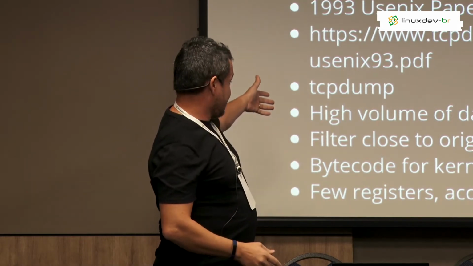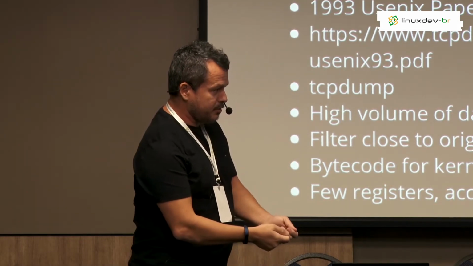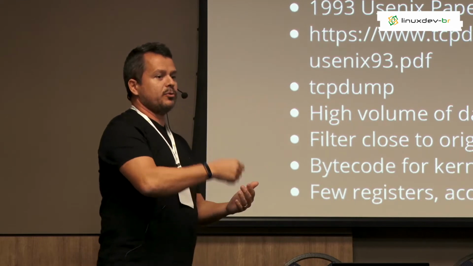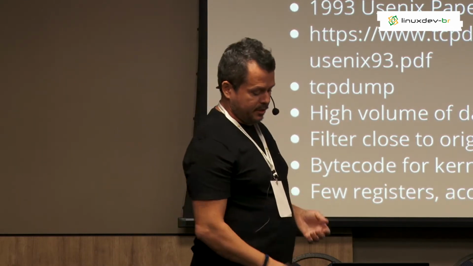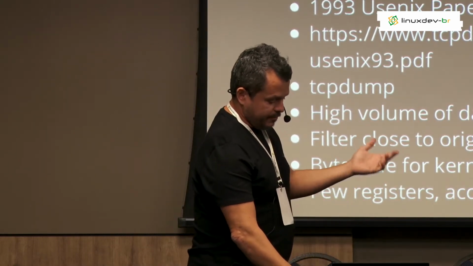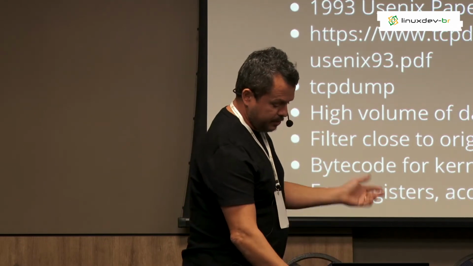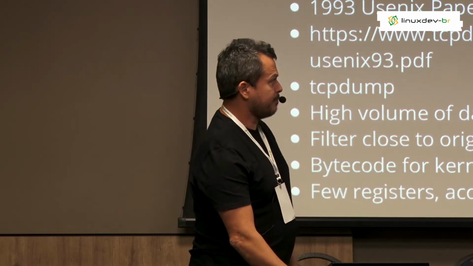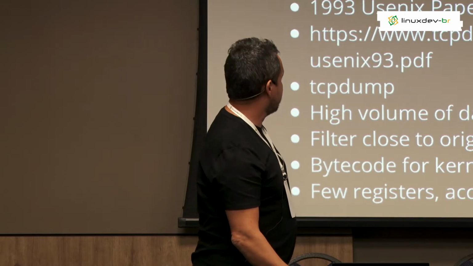So it's a way for you to pass a bytecode to the kernel, and the kernel will apply this bytecode at each packet that arrives in your machine. And if it matches, you pass. If not, you don't put it in the ring buffer, just process it normally.